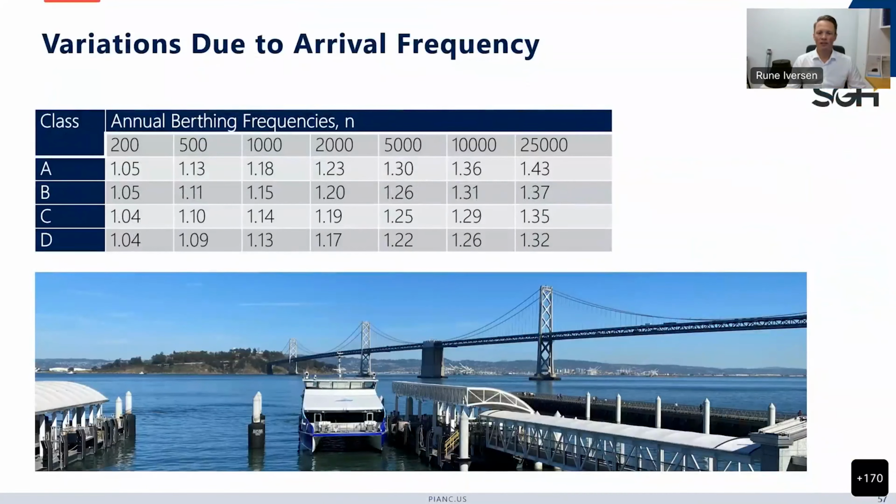Similarly, if you go the other way around, maybe for a ferry terminal, if you're at 1,000 berthings per year instead of 100 berthings per year, now maybe you have to increase your required energy by something between 1.15 and 1.2. So again, there are clear guidelines on how to do this, and numbers presented, as long as you have the data for vessels coming in.